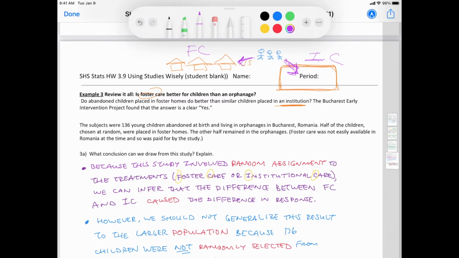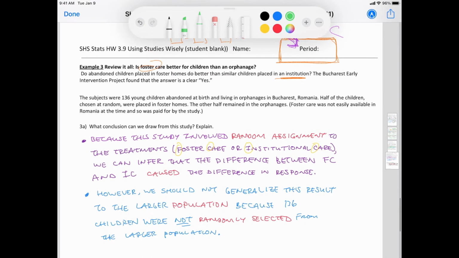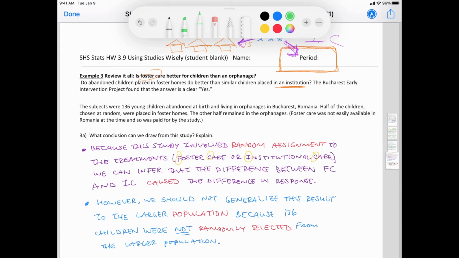But the question is, how were the kids chosen? Well, however, in blue there, we should not generalize this result to the larger population because the 136 children were not randomly selected from the larger population. We can say it works for those 136 kids, but we can't say it's going to work for the 136,000 kids maybe in Romania or Europe. Okay, so that was reviewing learning target number 1.